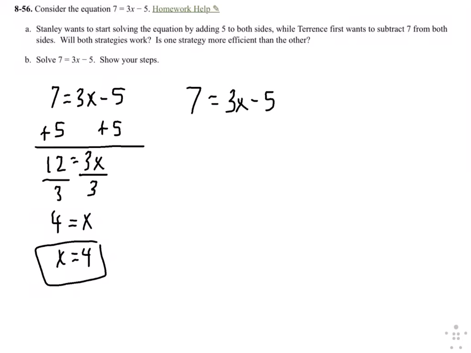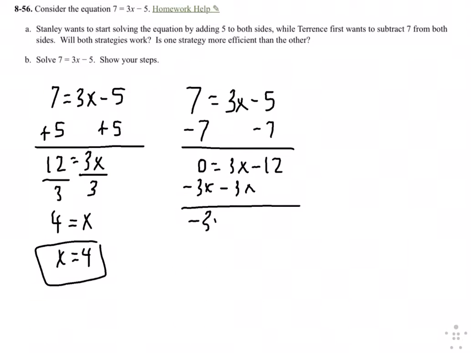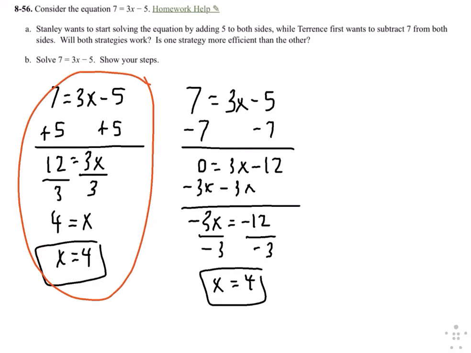The second approach was to subtract 7 from both sides, right? Subtract 7. And we get 0 equals 3x minus 12. Then I guess I would subtract 3x from both sides. Subtract 3x. And I get negative 3x equals negative 12, and then divide both sides by negative 3, and we get x equals 4. Clearly, the first approach, adding 5 to both sides, is more efficient, all right?